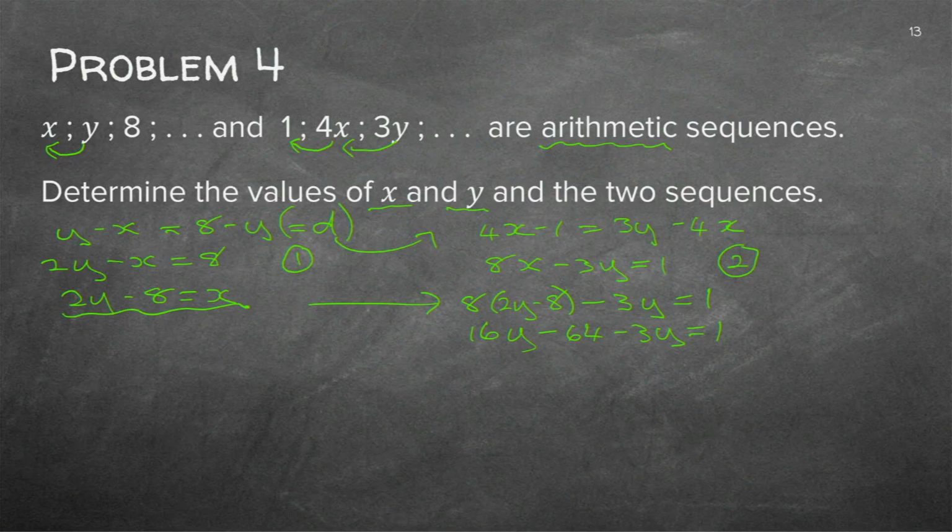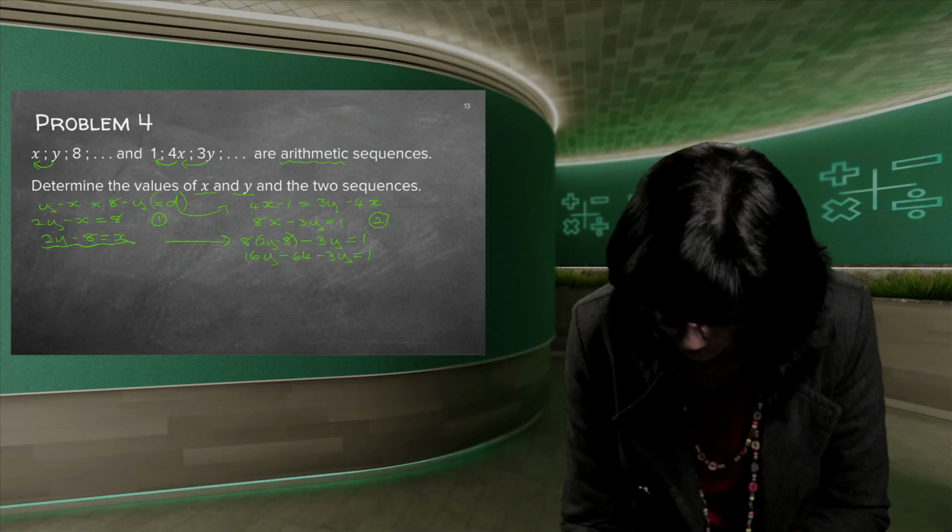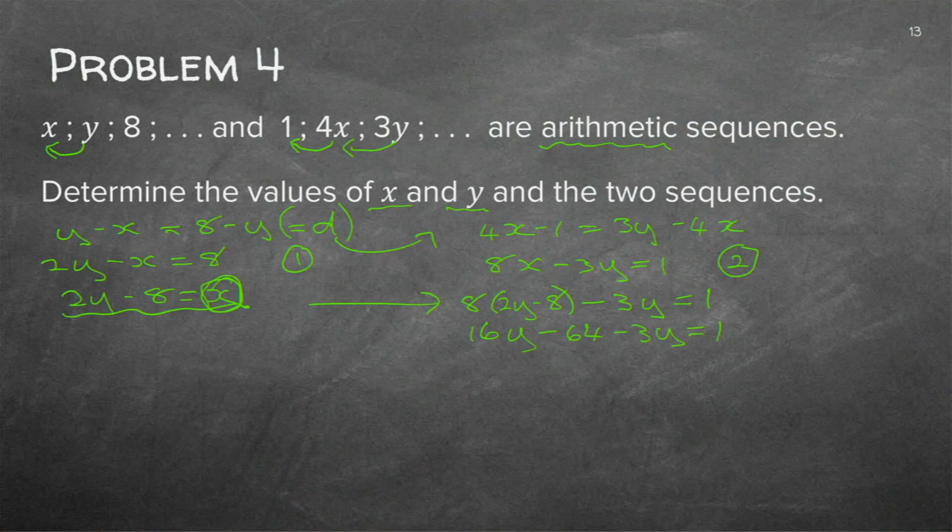So here I did the substitution method. I got the x nicely all alone so that I could substitute it in there. Good. 16 minus 3 is 13y. I take the 64 over, it becomes 65. So y is equal to 13.